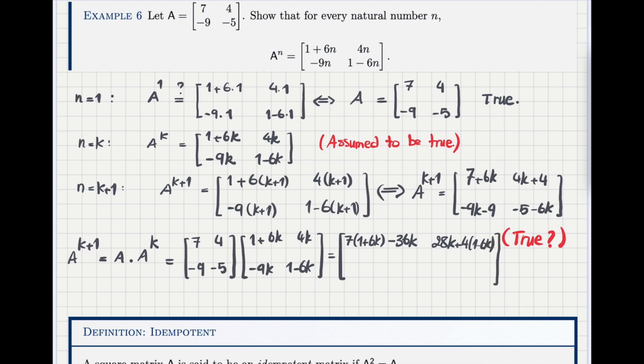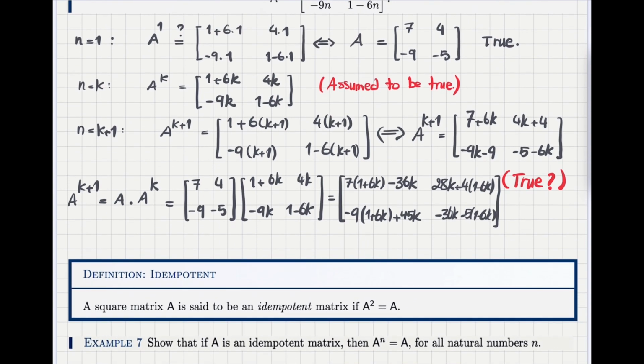And then the next one would be minus 9 times 1 plus 6k. So you see I am taking this one, multiplying it here. The first one is multiplied by the first one, the second one by the second one, which becomes 45k. And finally I take this one and multiply it here, so it becomes minus 36k, and then I have minus 5 multiplied by 1 minus 6k. So what is left for me is just simplification of this expression.